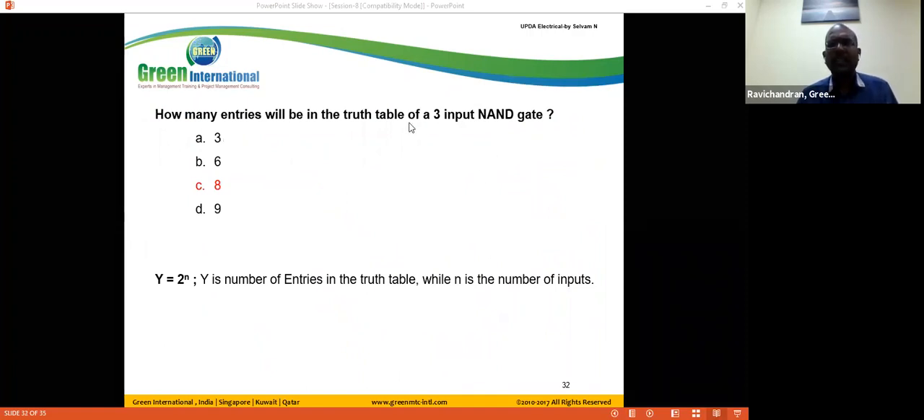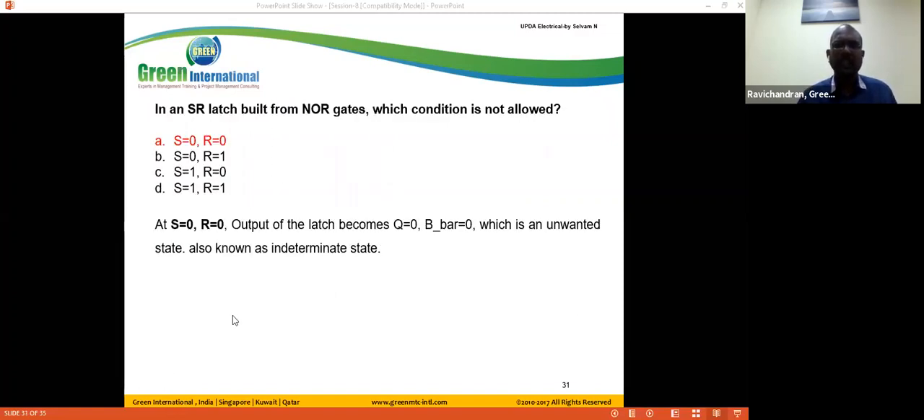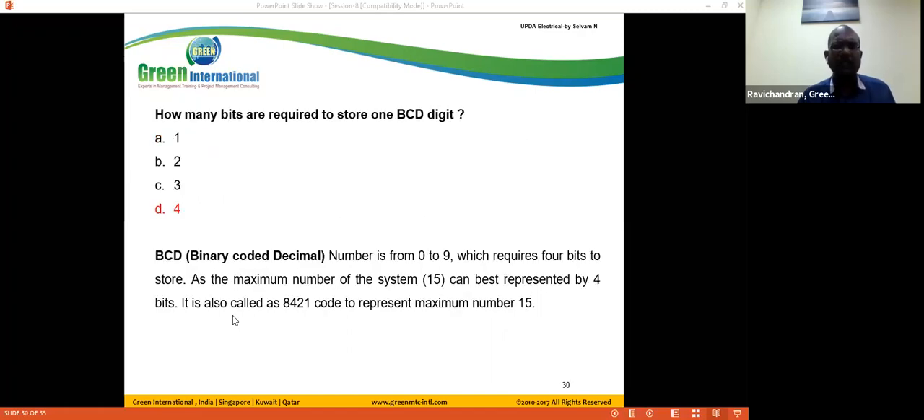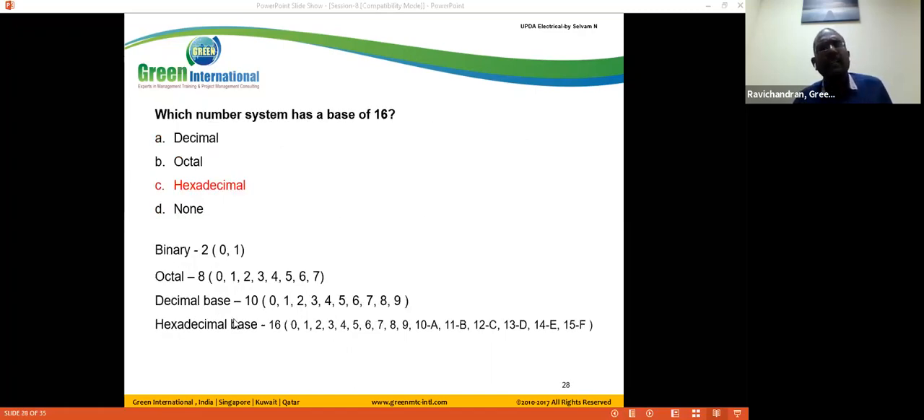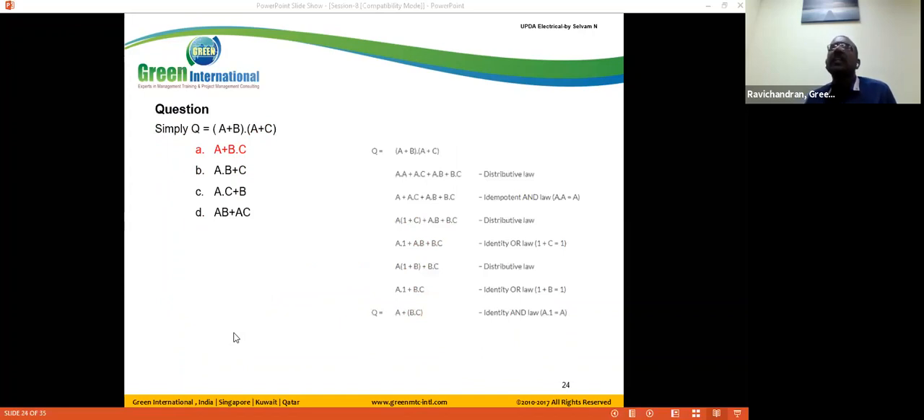So in general, we have a general formula, not only for the NAND gate, but for gates in general. If we have n inputs, we need 2 to the power n input combinations. And apart from this, we have the digital logic circuits.